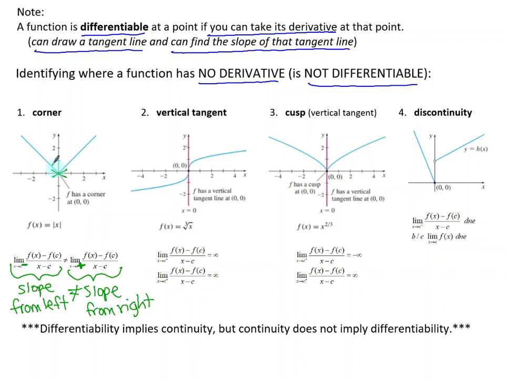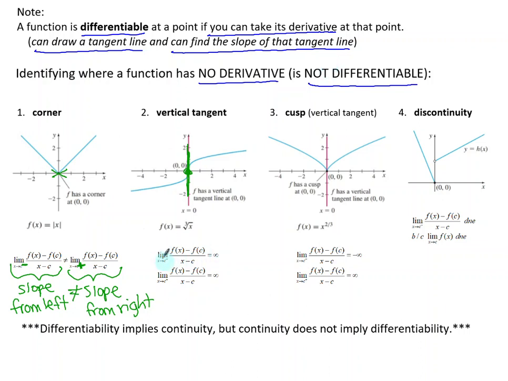These are not equal to each other. From the left, that's a negative slope. From the right, that's a positive slope. And if the slope from the left doesn't equal the slope from the right, then there is no slope at that point. A vertical tangent is another instance where the function is not differentiable. Notice that I can draw a tangent line, this line right here, that is touching at just this point on this graph of f of x equals cube root of x, but you cannot find the slope of a vertical line. That's an undefined slope.